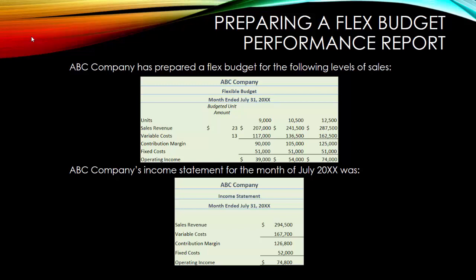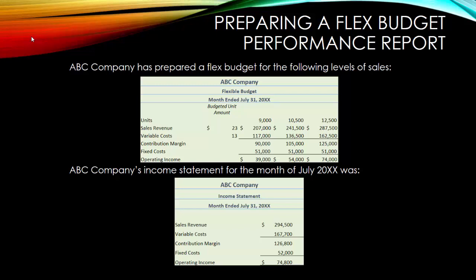The amount that we budgeted for comes from our master budget, and probably before that master budget was even prepared, someone in the company prepared what is called a flexible budget, and it is your estimated operating income at different levels of production. So here ABC Company made a flex budget for what their operating income would be if they made 9,000, 10,500, and 12,500 units respectively.